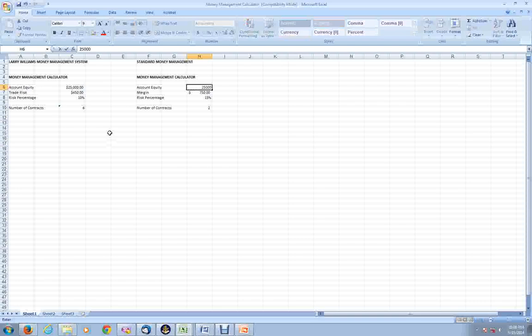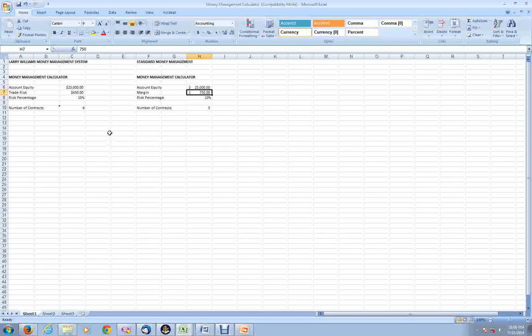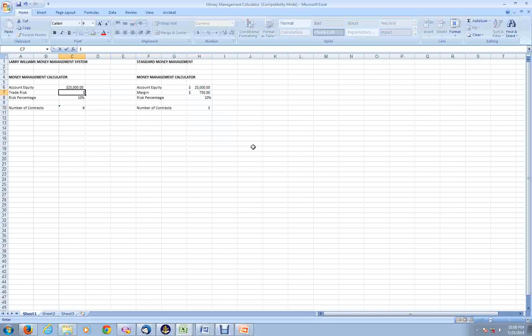So if you have 25,000 and you want to use the same 10% risk percentage, but instead of my trade risk being 450, the margin on this particular trade is 750, so my contract number is limited to 3. So a couple different things, a couple different ways you look at it. If you're going to trade soybeans, maybe you're going to risk $1,500 per trade.